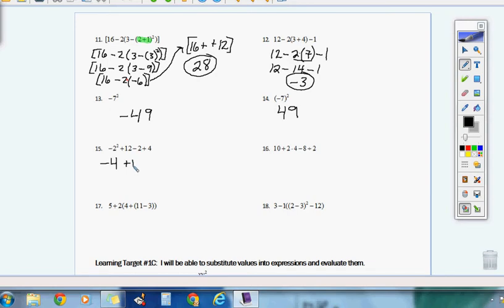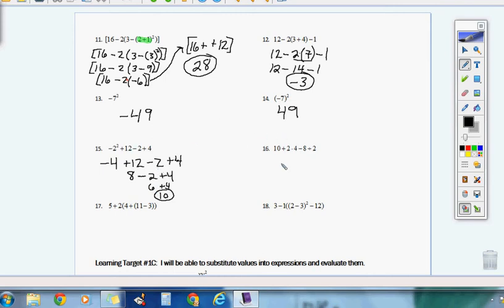And then we have plus 12, minus 2, plus 4. And now we have addition and subtraction left to right. So I'll take it slow. Negative 4 plus 12, left to right, becomes 8 minus 2 plus 4. 8 minus 2 is 6 plus 4. 6 plus 4 is 10, and that would be the correct answer to that one.